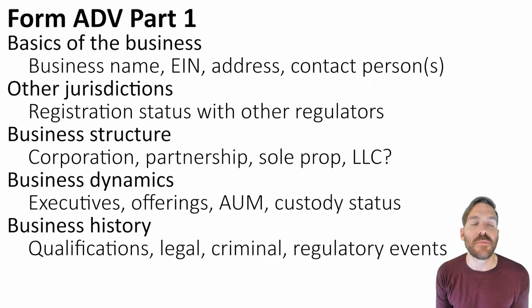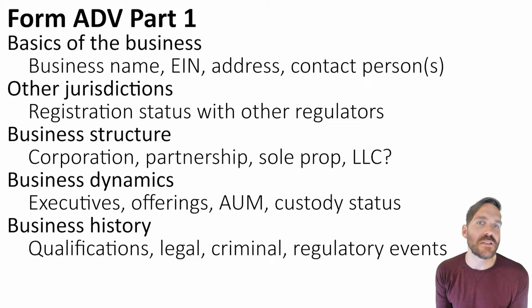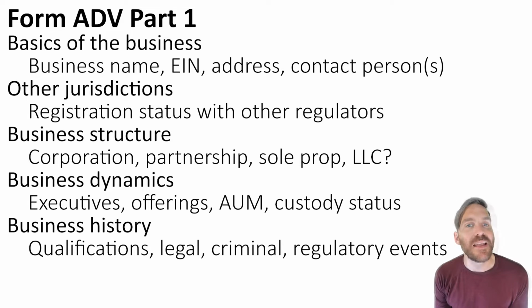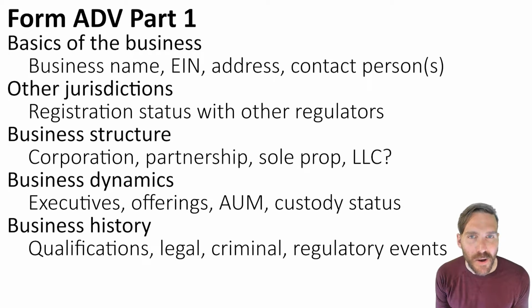The firm also must disclose any type of regulatory events related to its business. An example of this would be something like the firm had its license revoked by another state administrator 15 years ago. Anytime there's a revocation or suspension or any other type of regulatory event that's meant as a punishment against that firm, that's something that will also be disclosed in Form ADV Part I.